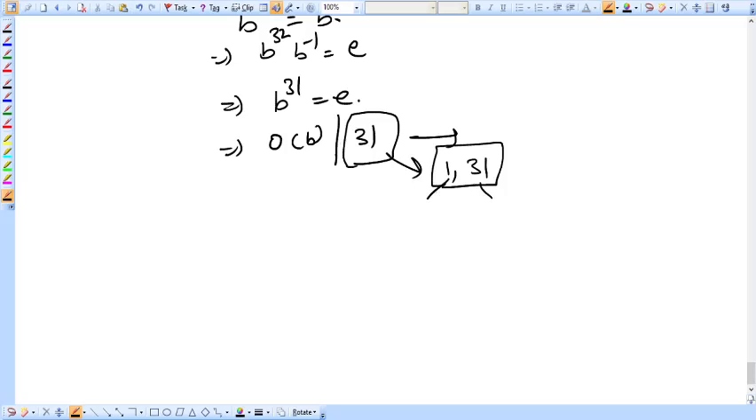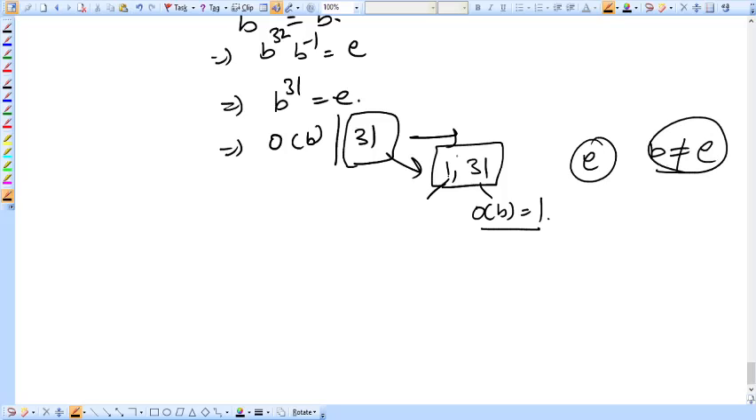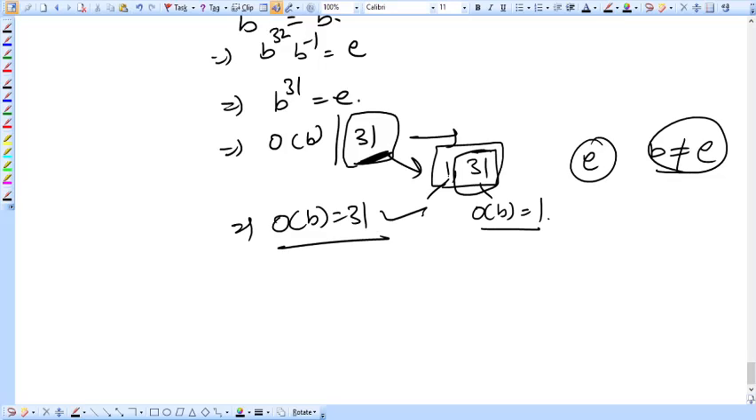If the order is divisible by 1, it means the order of B is equal to 1. But we know there is only one element in a group which has order equal to 1, and that element is identity. But initially we are given that B is not equal to identity, therefore it must be 31 that is dividing this. So the order of B is equal to 31. Thus we have found the order of B.